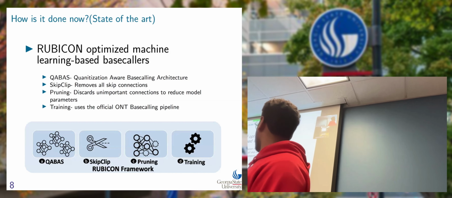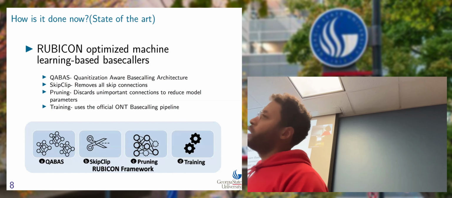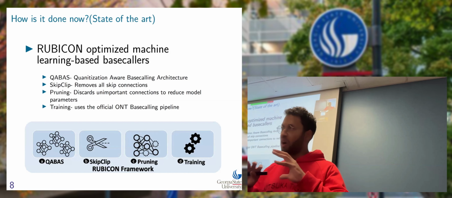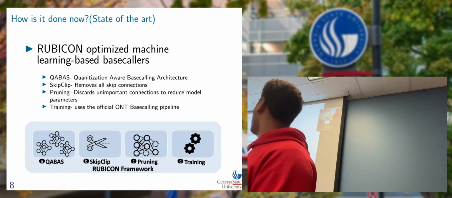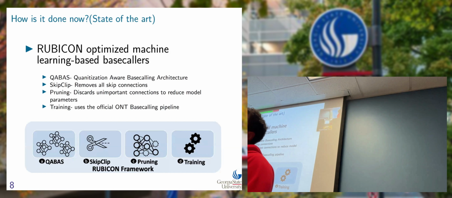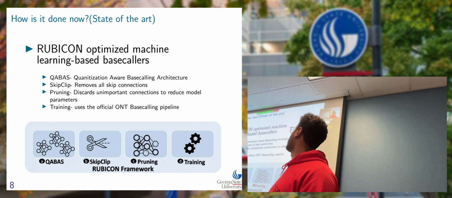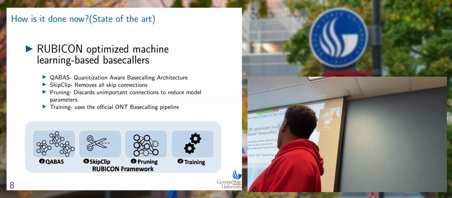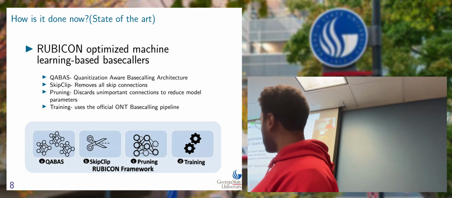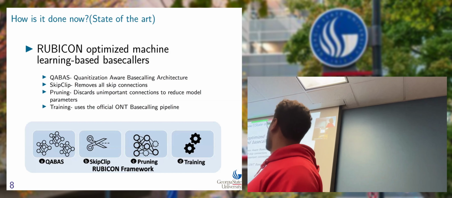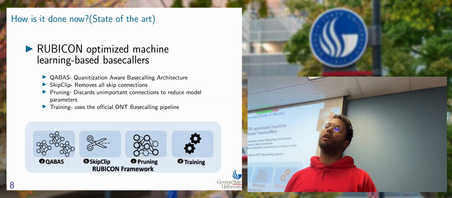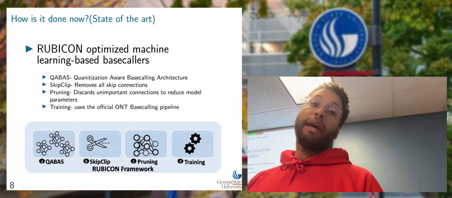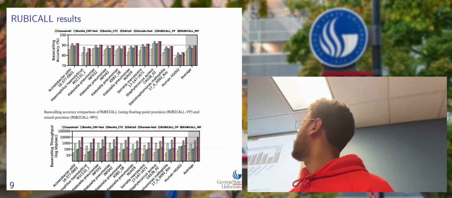And then after that, we have pruning, which is when we cut more or less all of the unimportant connections from our network. This reduces our parameter space by, I believe the literature said, maybe about 80%. So Quabus, skip clip, pruning, and then we just train with the proprietary ONT base calling pipeline. And that's how Rubicon works. That's the framework. Well, what are the results?